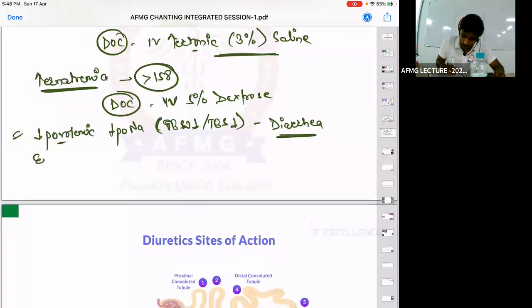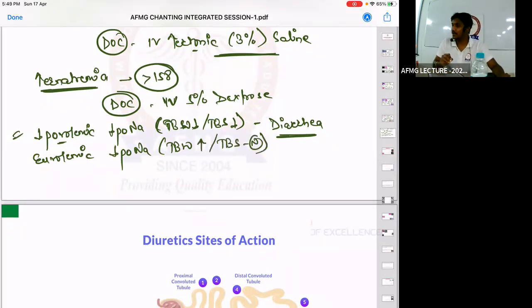Next is euvolemic hyponatremia. Euvolemic means the total body water is... this is the catch, remember. Though the name is euvolemic, the total body water would be increased in this patient and total body salt would be normal. Remember. You will say the total body salt is normal, so how is there hyponatremia? Please remember here the total body water is increasing, that is causing dilution of the plasma.